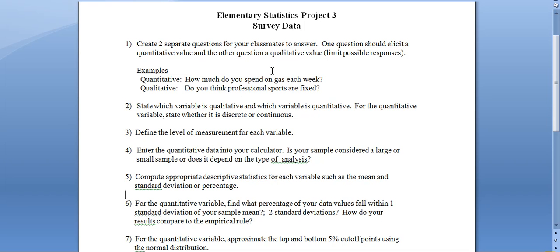And for this project, try to make it as simple as possible. Ask them a question where there's only two possible answers. Either they maybe agree or disagree or something like that. And the next couple of questions are the same as previous projects: the type of variable, whether it's discrete or continuous, and what the levels of measurement are.